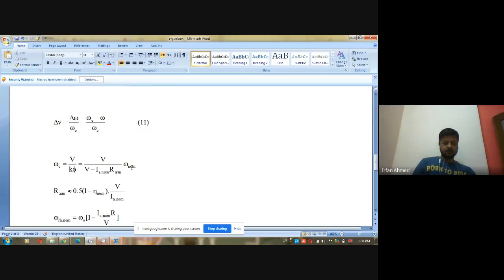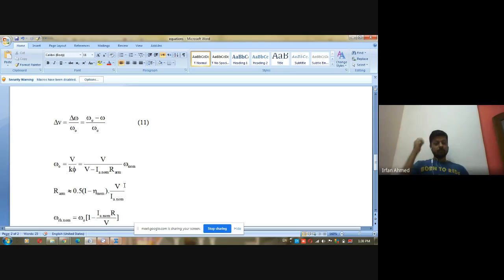We had also seen how to find the armature resistance, that is approximately equal to 0.5 into 1 minus the nominal efficiency multiplied by V upon IA nominal. We've taken use of the fact that the armature resistance can be determined approximately by assuming that half of all the motor losses at rated load are accounted for by the armature copper loss.